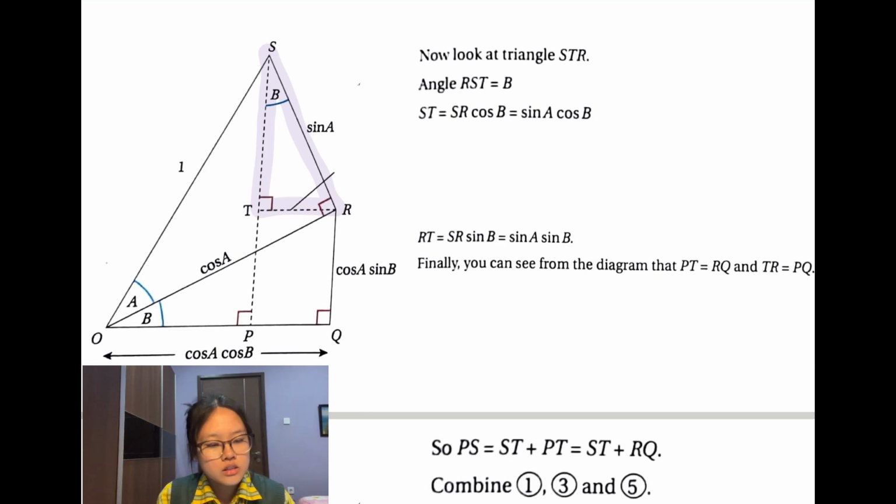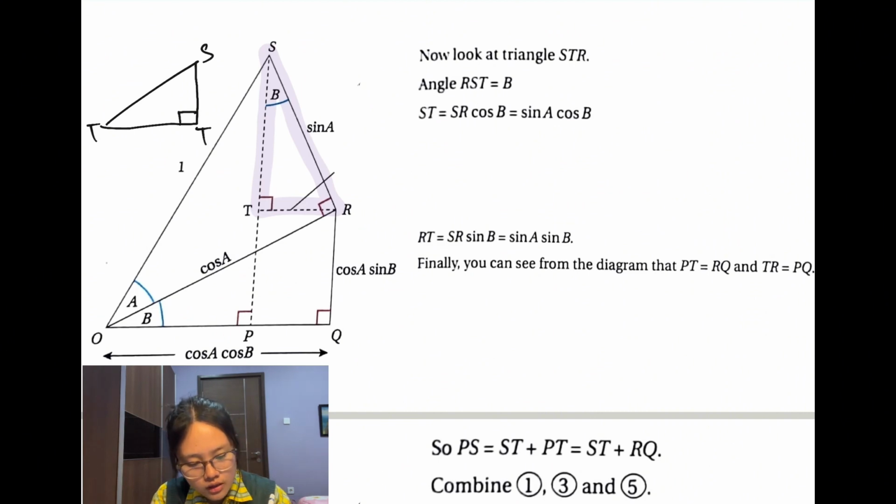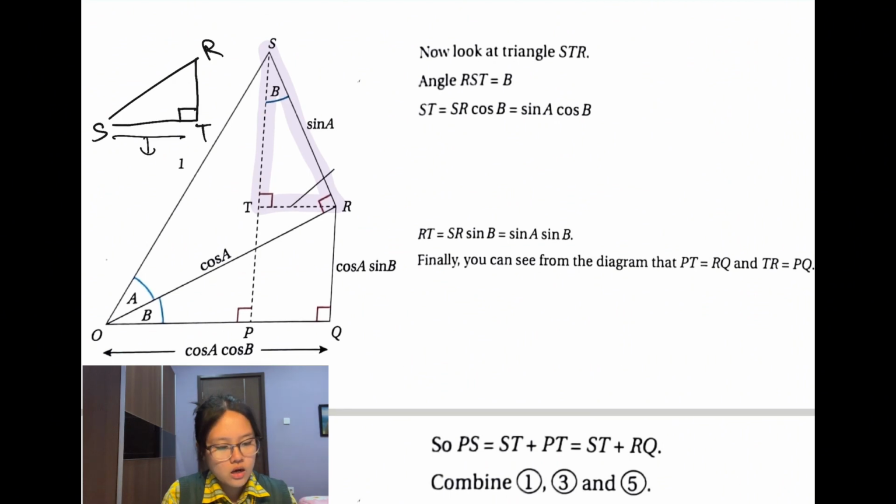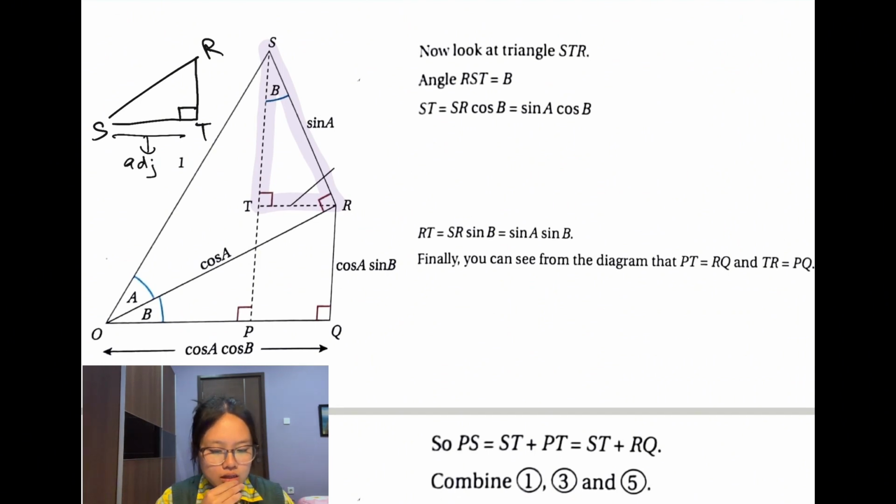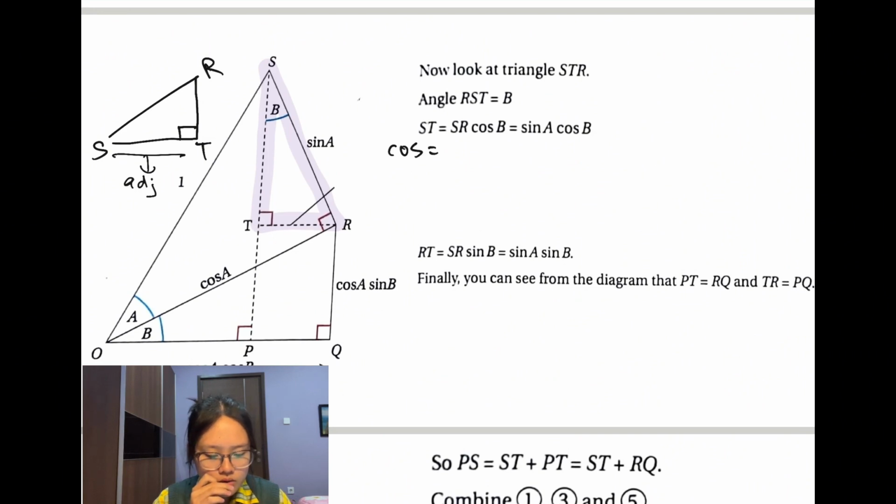Now next, on the triangle STR, which is over here, we could also redraw it into a triangle like this. This is the 90 degree, this is the T, this is the S, and this is the R. So if it's drawn like this, it is said that ST equals SR cos B, which equals sin A cos B. If you look at ST, it is the adjacent of the triangle, which is over here.